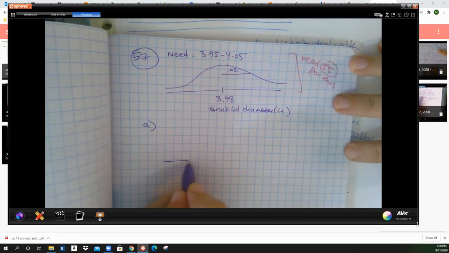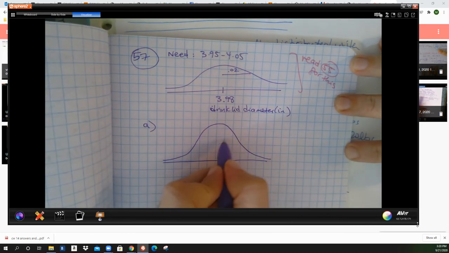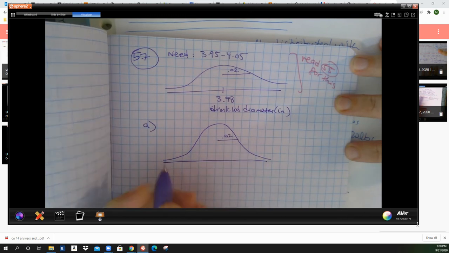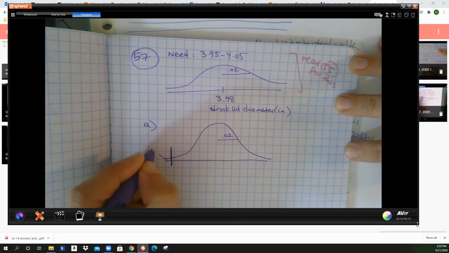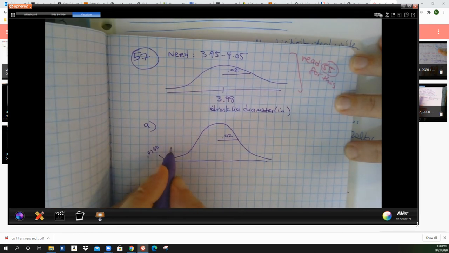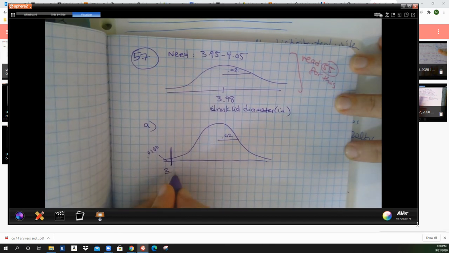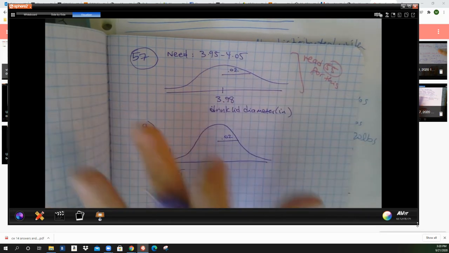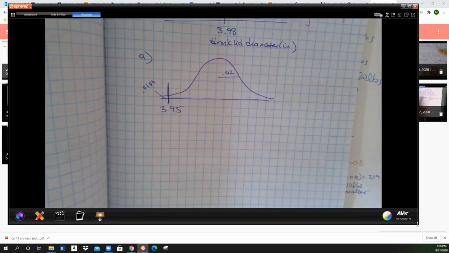So what we're looking at is a graph where we don't know the mean, but we're sticking with the 0.02. And the idea is that 0.01, 1% of the lids will be too small, and too small is defined in question 55 as 3.95. So we're looking at this graph and we're saying, hey, can we use this information to figure out what this mean was supposed to be?